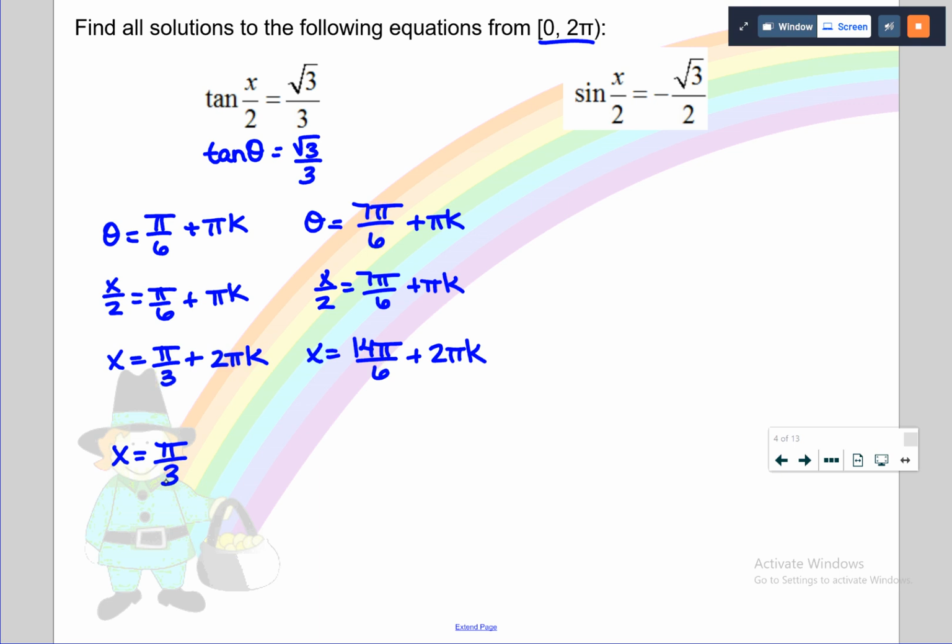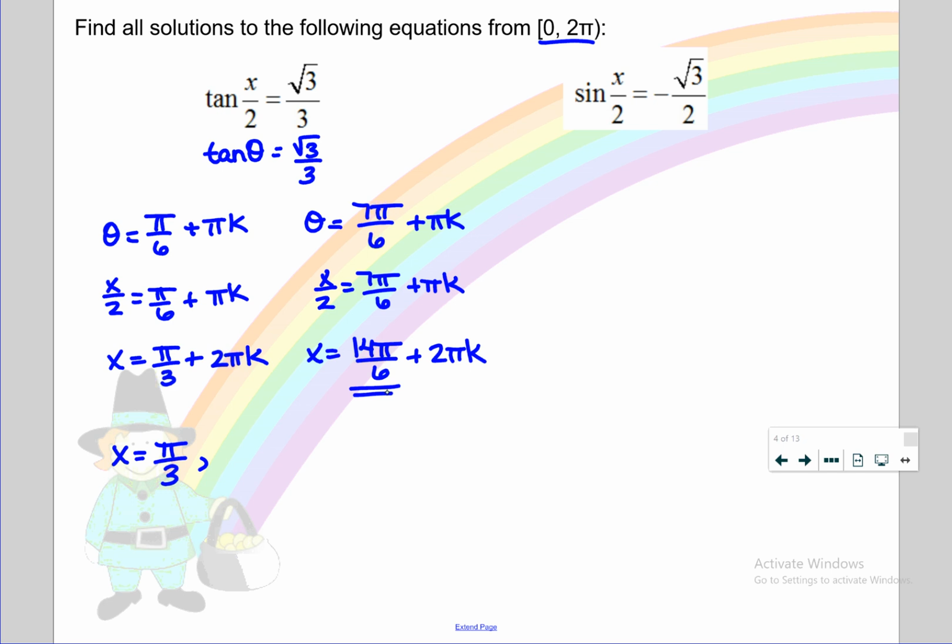Pi over 3 is definitely between 0 and 2 pi. If you add 2 pi to something, are you still between 0 and 2 pi? No. Okay, so that's the only answer I'm going to get from that one. Now, 14 pi over 6, is that between 0 and 2 pi? It is not, okay? If I add 2 pi, of course, it's going to be bigger.